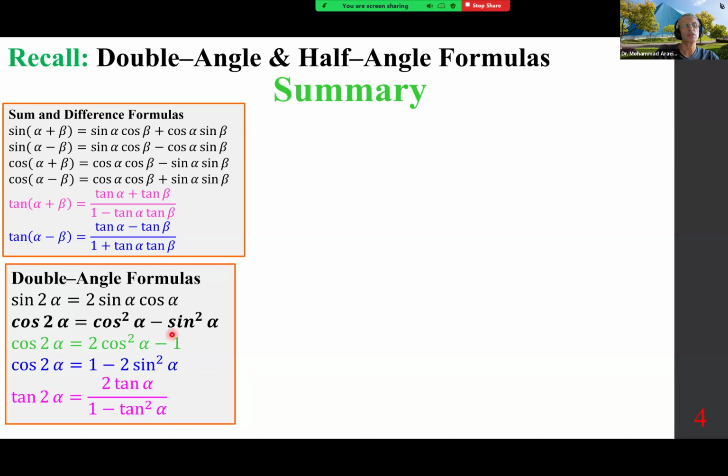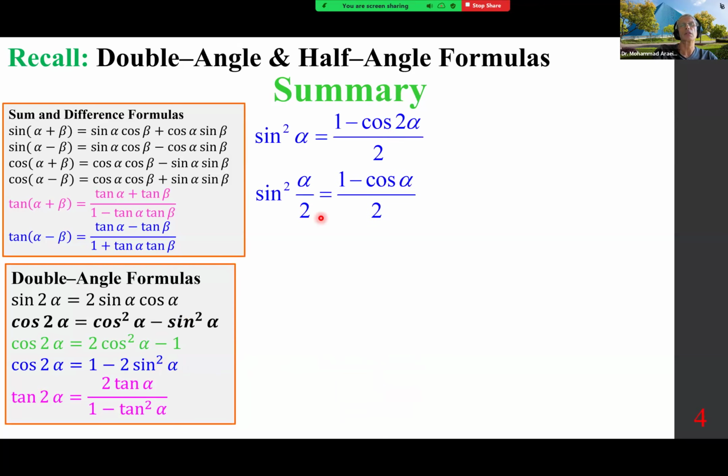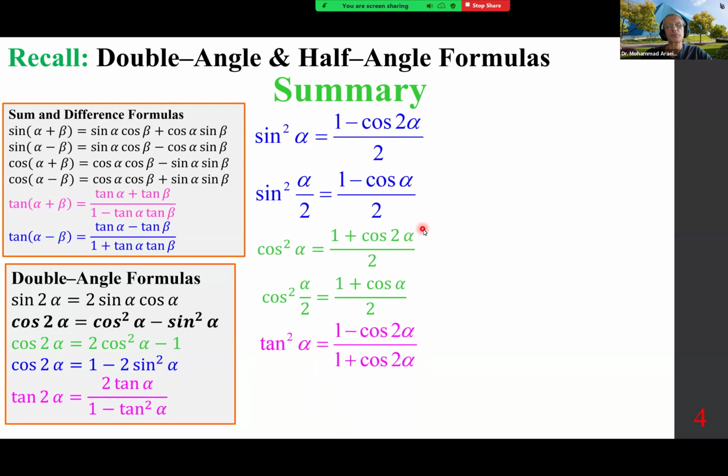Now, in each case, we can solve for sine squared in this case, and for cosine squared in this case. So sine squared from here gives us 1 minus cosine 2 alpha over 2. And if we cut this in half, we cut this in half. Cosine squared becomes 1 plus cosine 2 alpha over 2. Cut this in half, and this becomes alpha.